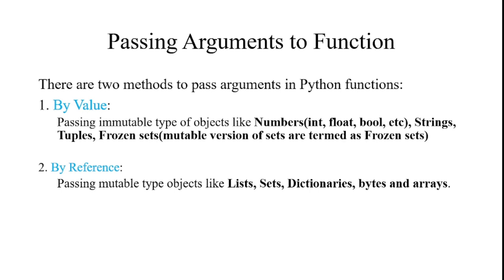Now, passing arguments to a function, we can broadly classify into two categories. One is passing by value, the second is passing by reference. Passing by value is basically used when we pass immutable types of objects like numbers, int, float, boolean, strings, tuples, frozen sets. If we pass immutable objects, it is called pass by value. And by reference we mean when we pass objects which are mutable types, like list, set, dictionaries, bytes, and arrays. Now let's see examples of each type.